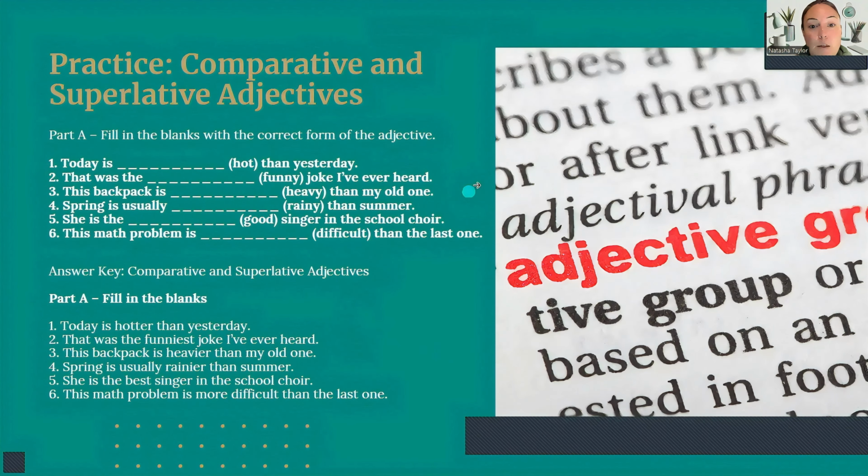So funniest. Number 3, this backpack is blank. In what form would you write heavy, than my old one? Number 3, this backpack is heavier than my old one. And 4, spring is usually blank, rainy. What form of rainy, than summer? Number 4, spring is usually rainier than summer. And 5, she is the blank, what form of good, singer in the school choir. She is the best singer in the school choir. And 6, the math problem is blank, what form of difficult, than the last one? The math problem is more difficult than the last one.